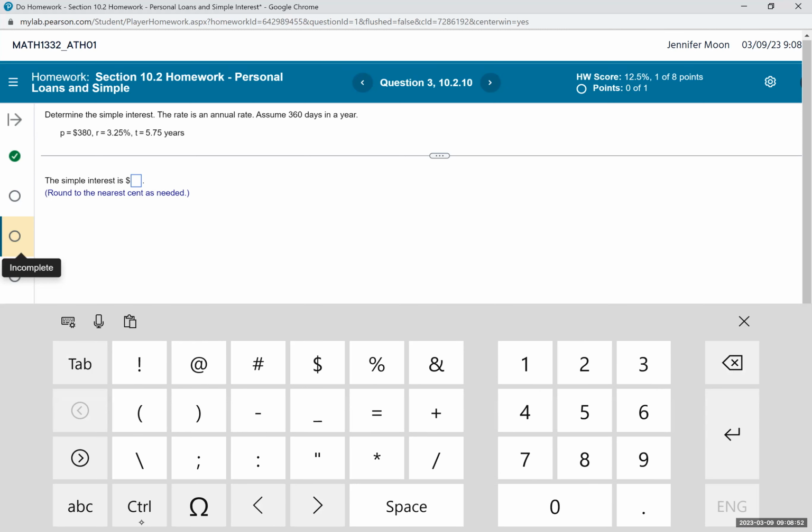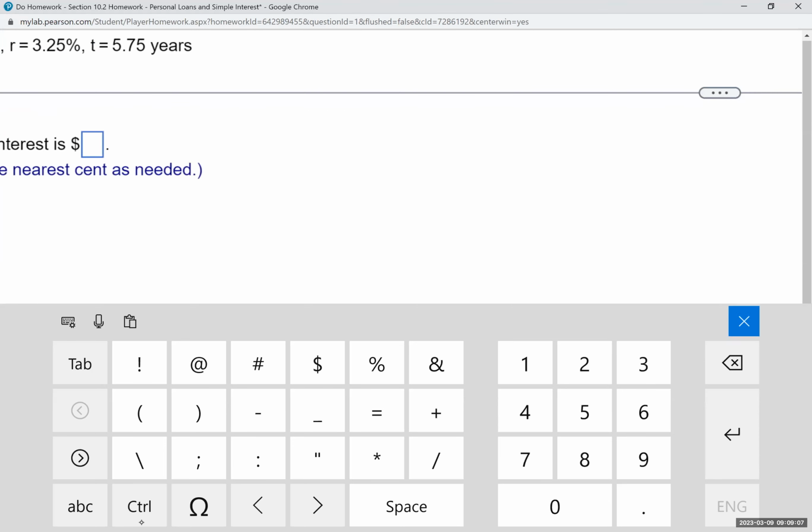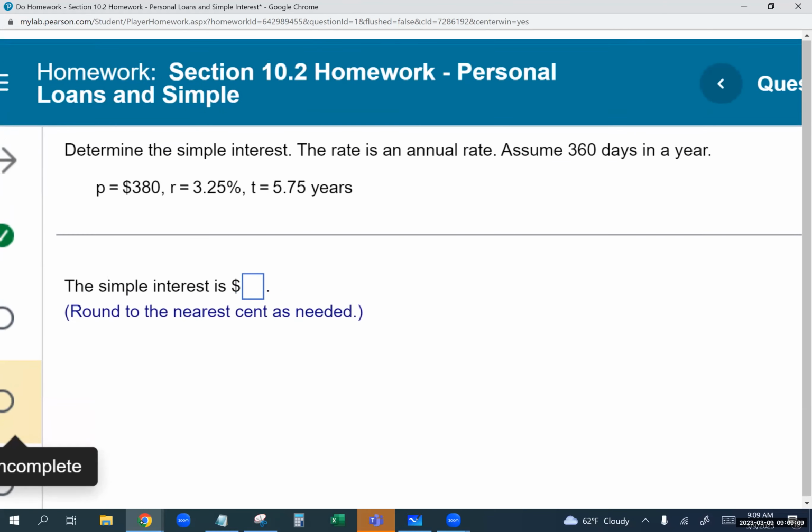This one would be example A. Like 380 times... no, 380 times 0.0325, right? Because they gave me that as a percent. I can zoom in since it's not going to let me. It's 3.25%, so we would, yep, 0.0325.